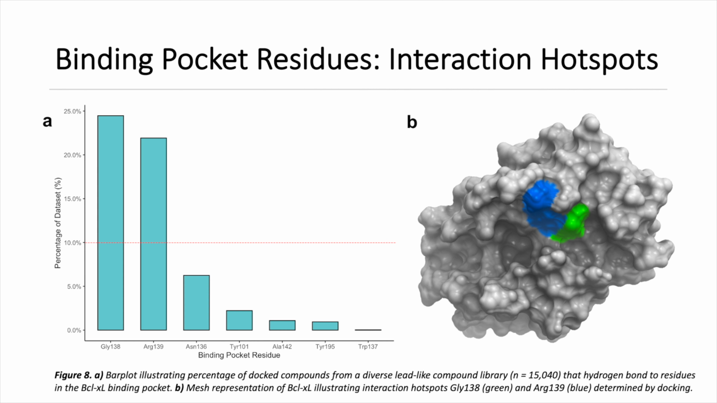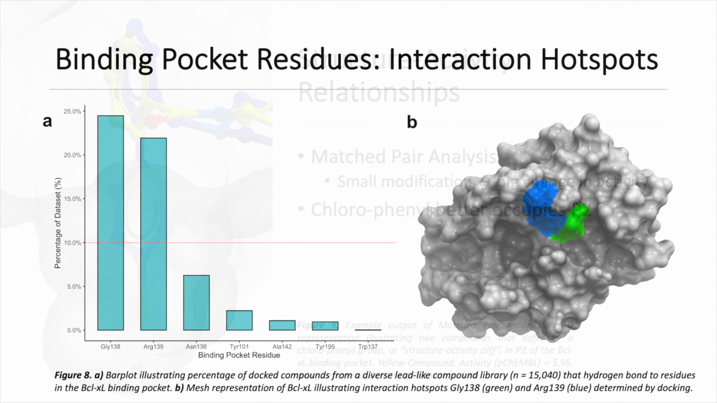Residues were considered hotspots if more than 10% of the dataset interacted with them. As such, glycine 138 and arginine 139 were considered interaction hotspots for Bcl-xL binding. Figure 8b shows this finding in the mesh representation of Bcl-xL, where glycine 138 is colored green and arginine 139 is colored blue.